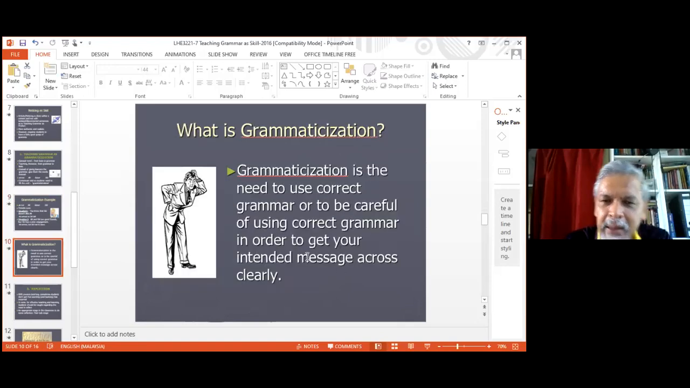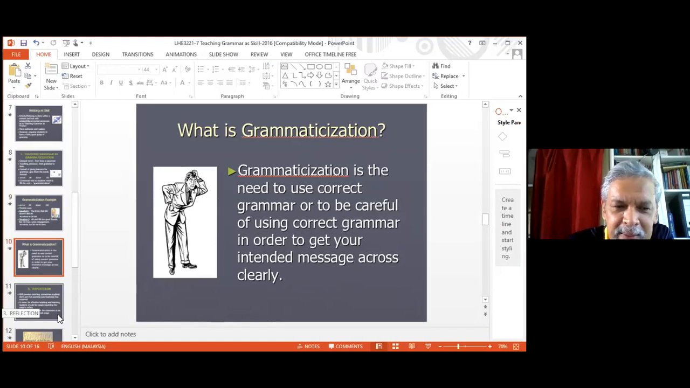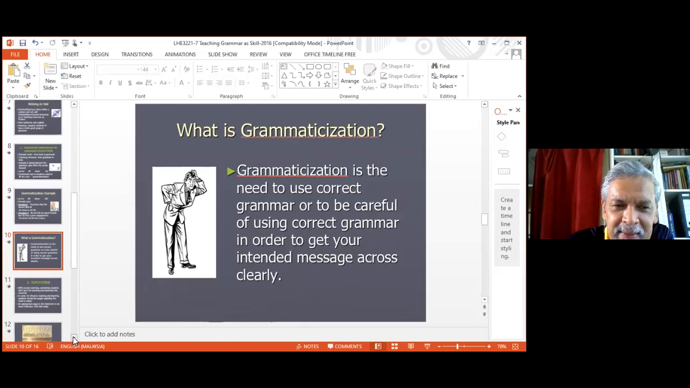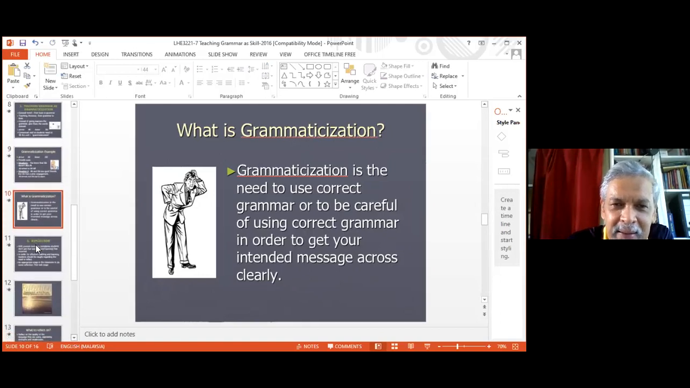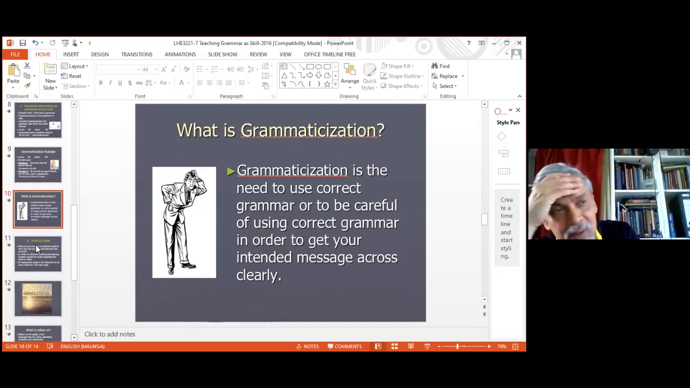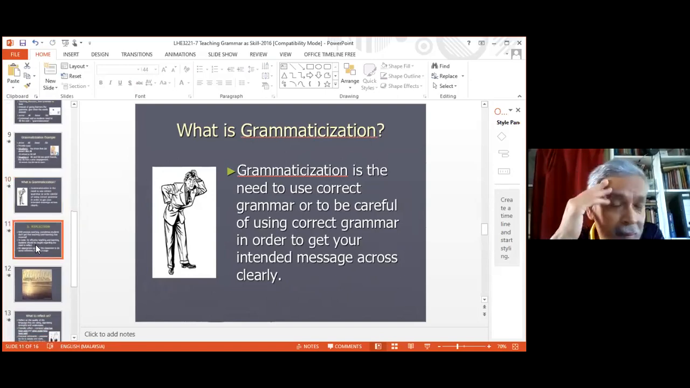So this is what's happening. You express your intended message clearly. Is that okay? Clear to everyone? Clear, doctor. Okay. So number 3, as a strategy to develop skill, is reflection.